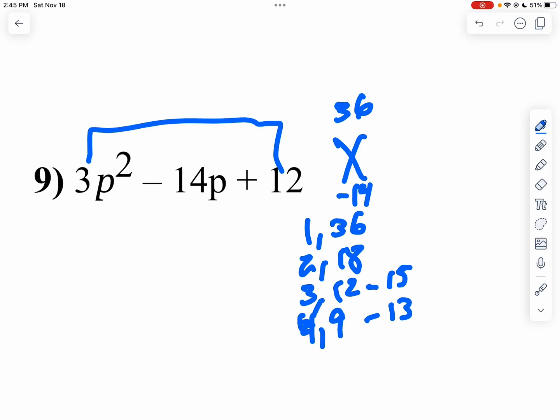So we're going to say this is going to be prime. So number 9 is prime on this problem. And don't be surprised if there's a prime polynomial on your test. Now let's take a look at number 10.